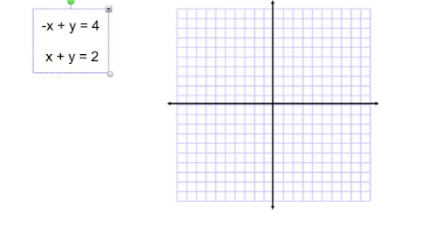The first example that I would like to show you is a system of equations that consists of two equations. Negative x plus y is equal to 4, x plus y is equal to 2. First, I would like to show you how I can find the solution by graphing.